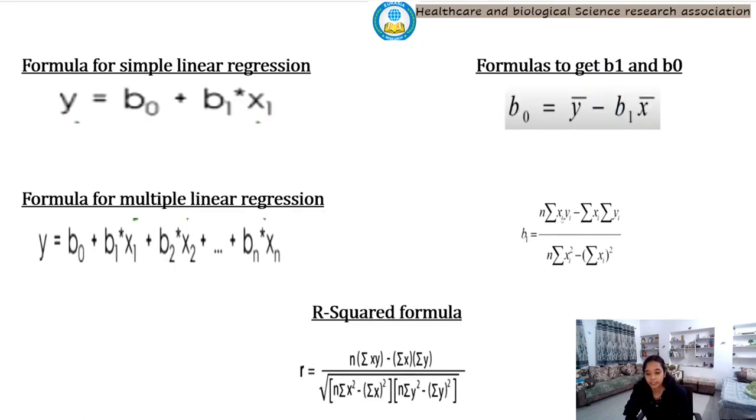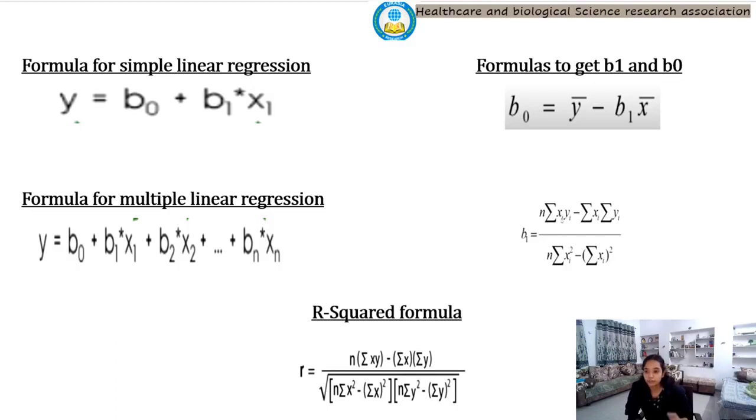So here are the formulas which we use to build our multiple linear regression model. The first one is the formula for simple linear regression, in which we have one independent variable, that is x1, and one dependent variable, that is y, and b0 is the intercept and b1 is the slope coefficient. Because this is a formula for linear regression, in this formula we need only one independent variable.